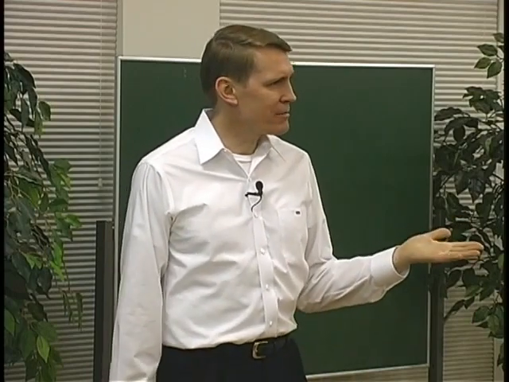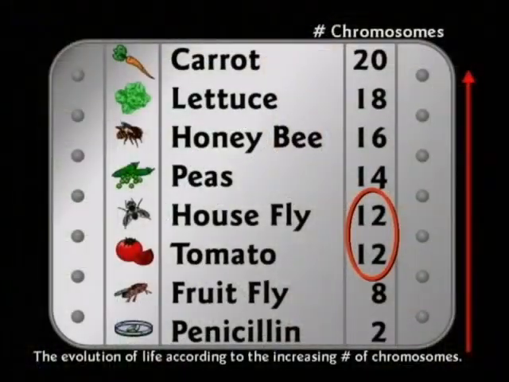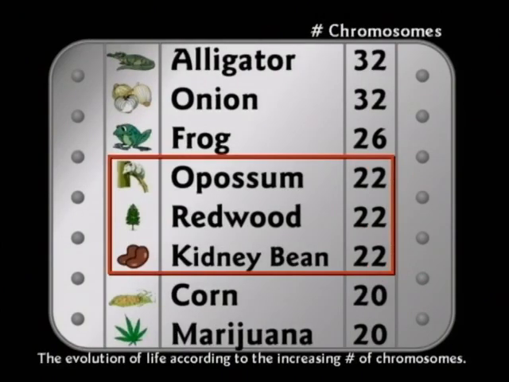Does that prove anything? Slowly it evolved into a pea, of course, with 14 chromosomes, and then I add the numbers up. These are the actual number of chromosomes found in these organisms. Now, possums, redwood trees, and kidney beans all have 22.